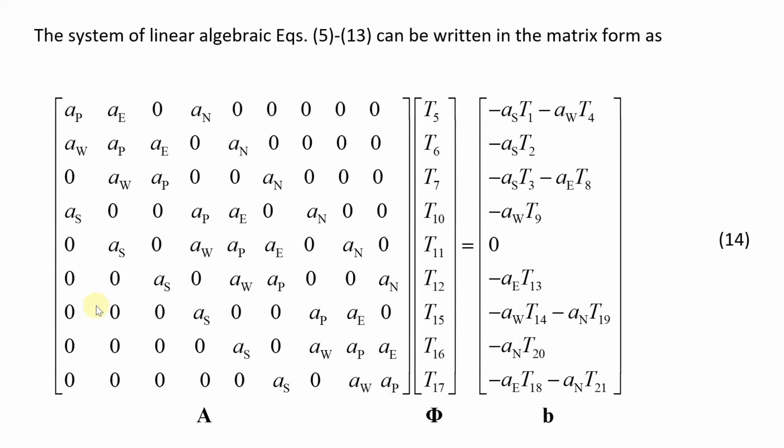Now here we can see that A is a square matrix whose size is 9 by 9, where 9 is the number of unknown variables or the number of interior nodes where we want to find the solution. So in this case, you see vector phi is the vector of unknowns containing 9 elements. Likewise, vector B is also a vector containing 9 elements. And then this equation 14 can be viewed as a system of linear algebraic equations of the form matrix A into vector phi is equal to vector B.